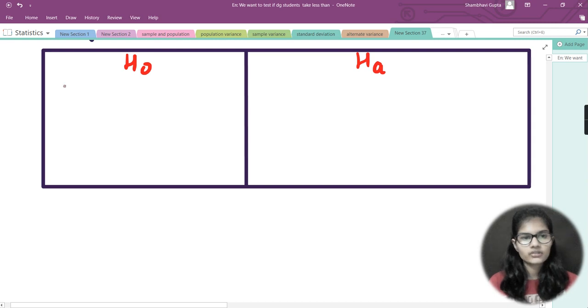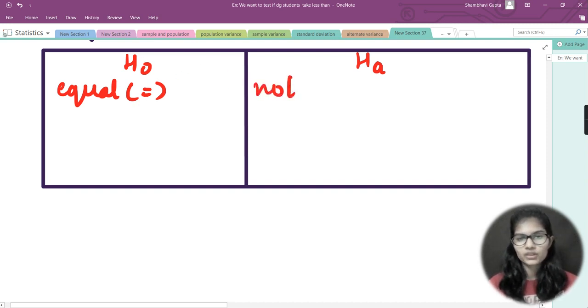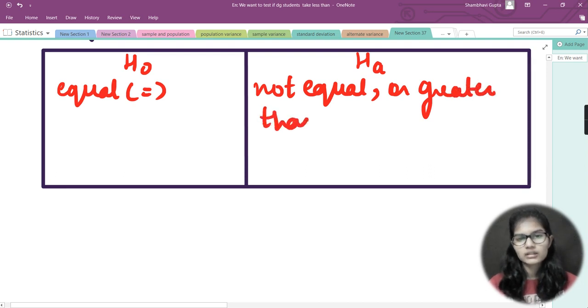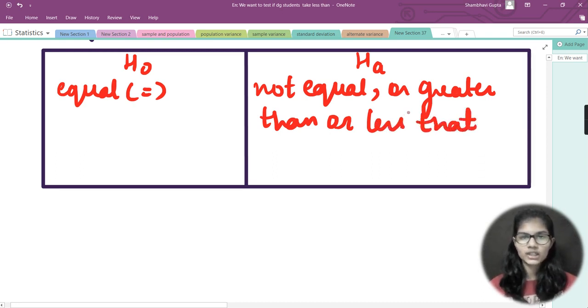So my first condition is that the first sign is the equal sign. If H naught is equal, then HA would be not equal, or greater than, or less than. So if H naught is equal, then in that case HA will be not equal, or greater than, or less than, right? My second condition goes like greater than or equal to.